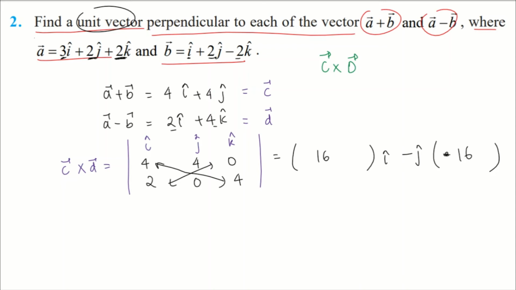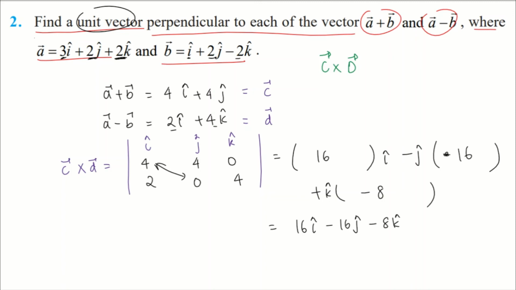And then we will finally move on to the k component. k component में हमारे पास हो जाएगा 4 times 0, which is just 0, minus 4 times 2, which is negative 8. Now you can just solve this. This will give you 16 i hat minus 16 j hat minus 8 k hat.